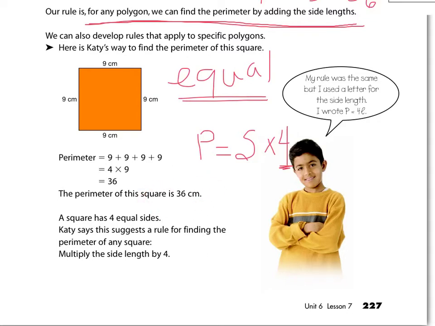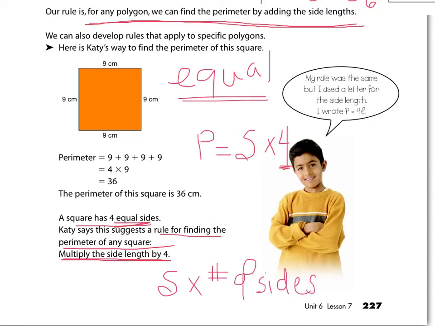Okay, and as we just said, a square has 4 equal sides, so that's the key there. So the rule for finding the perimeter of any square is multiplying the side length by 4. Now we've extended that to say if it's an equal-sided shape, we can multiply the side length by the number of equal sides. So we've extended that beyond just a square.